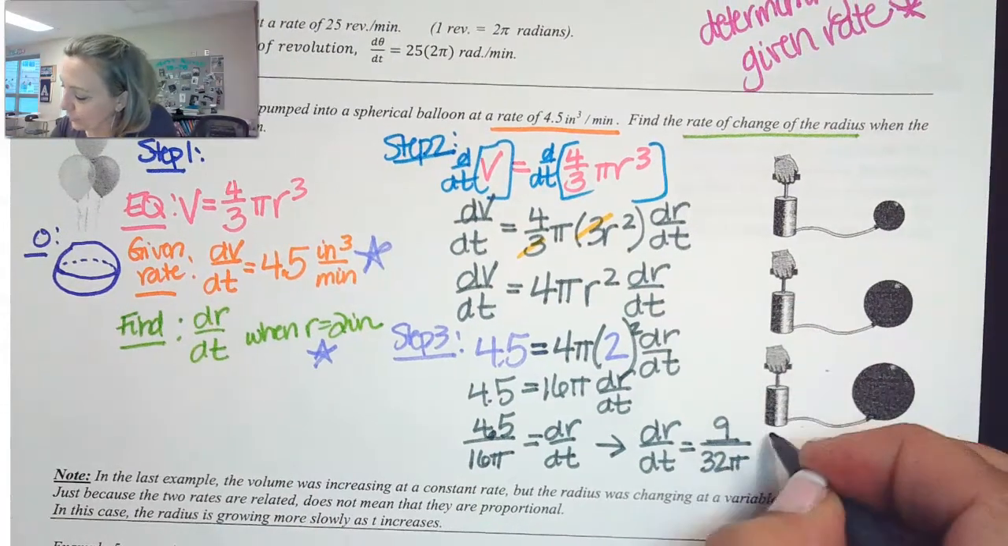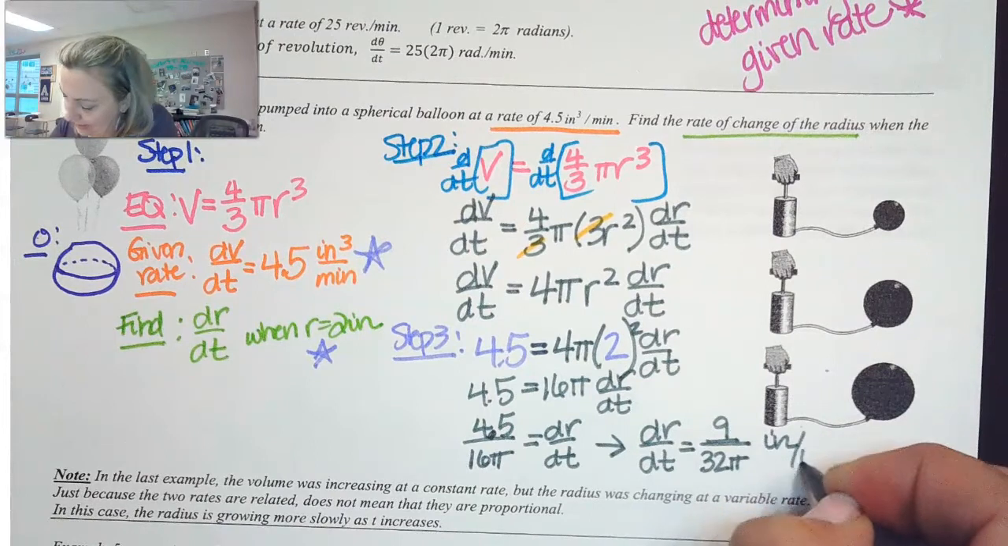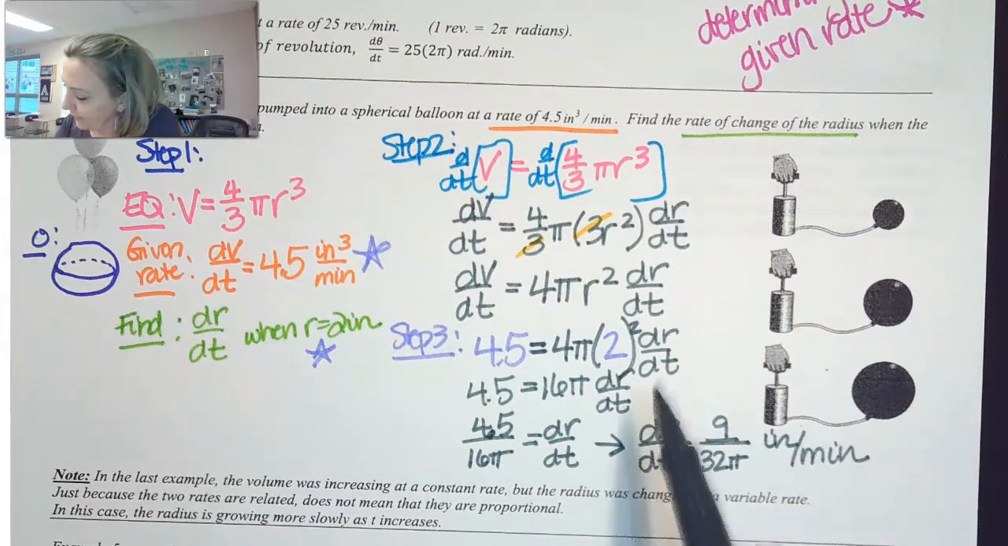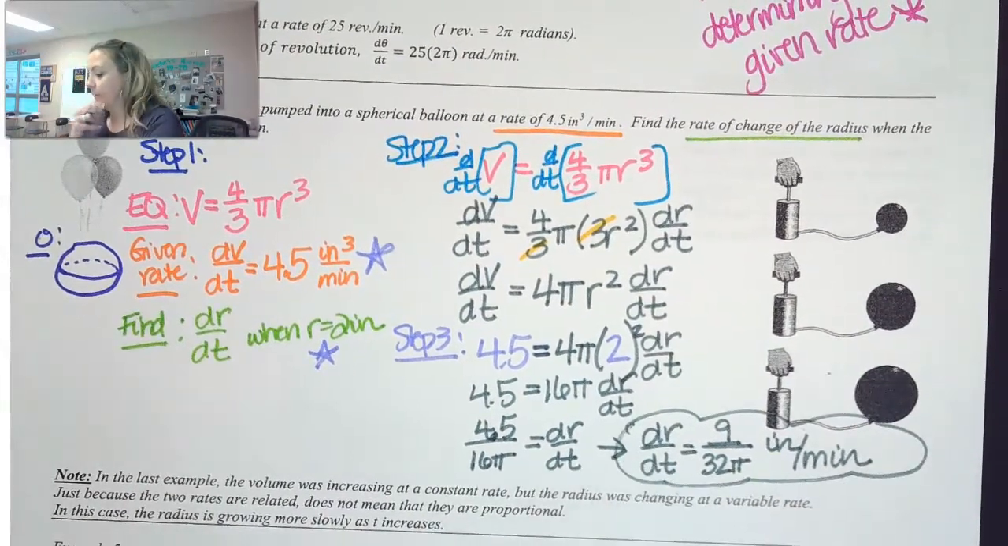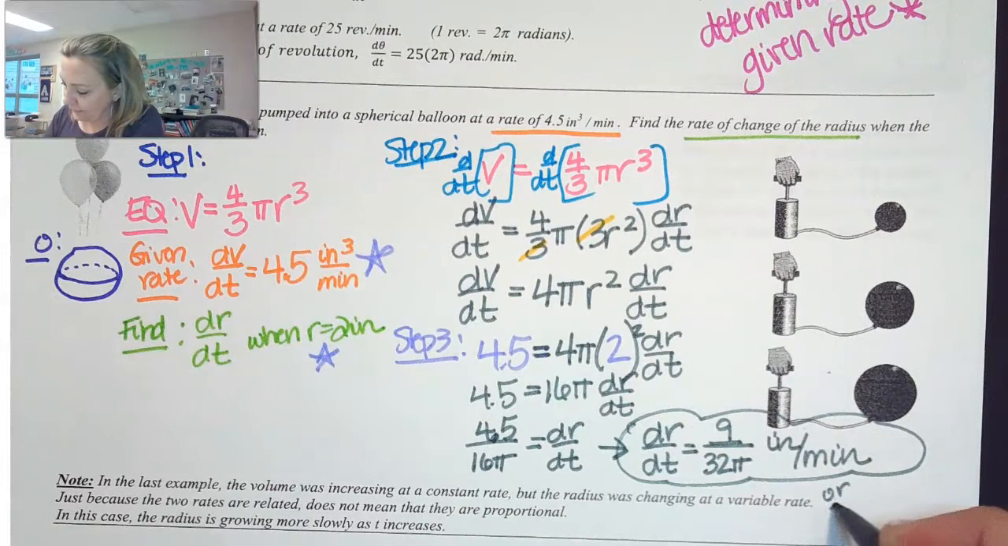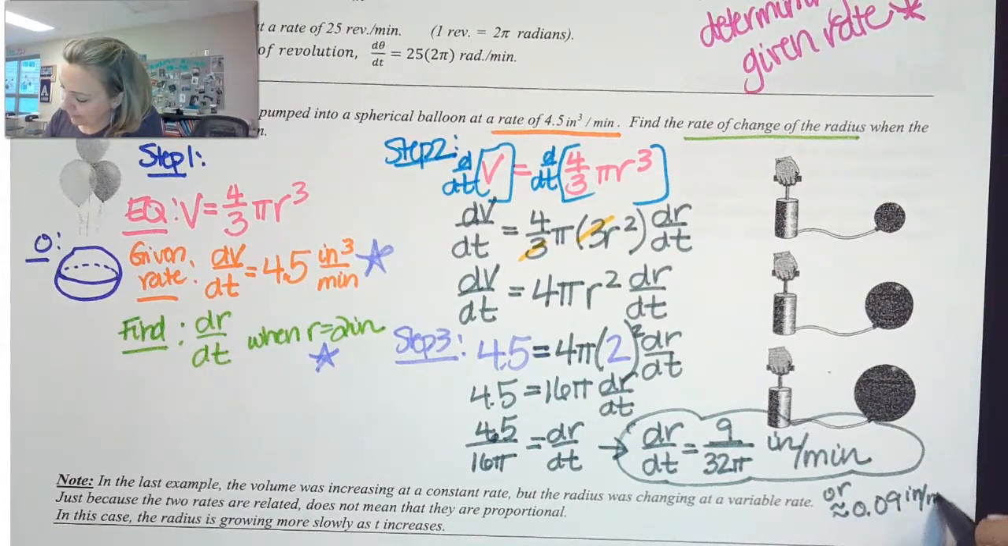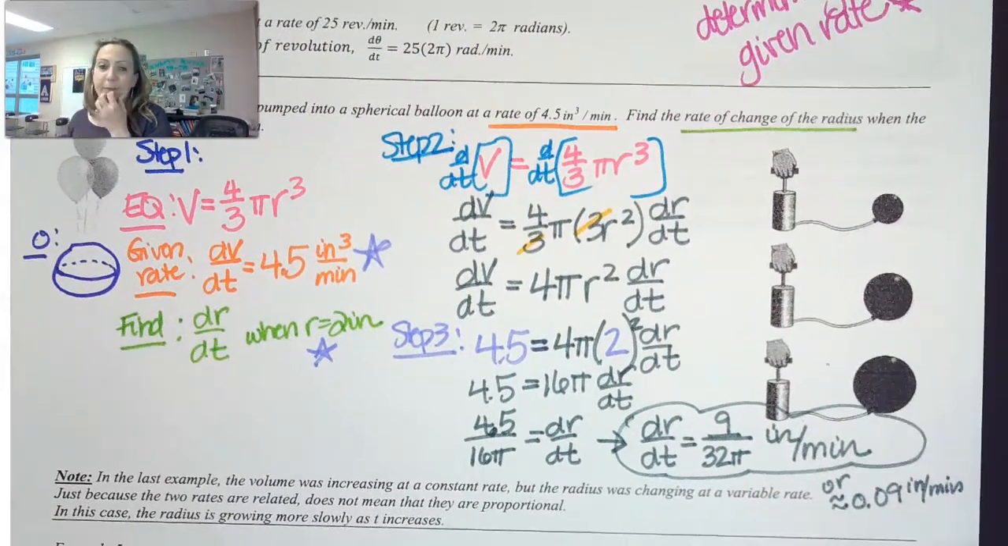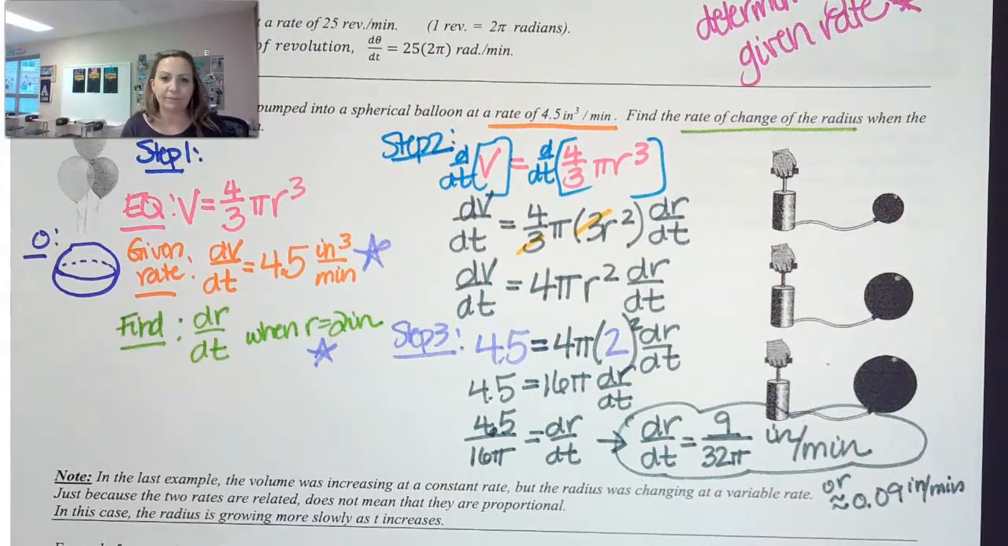And in this case, the radius would be changing in inches per minute. That would be my dr dt, which is the rate of change of the radius, specifically when the radius is 2 inches. You could put that in the calculator, and I think it's 0.09 inches per minute. But I just wanted to speak with you about how you would simplify that fraction.